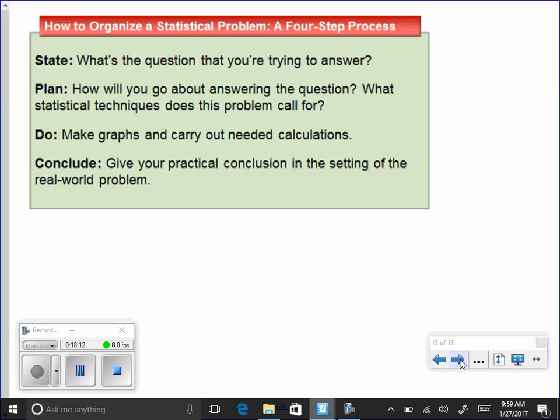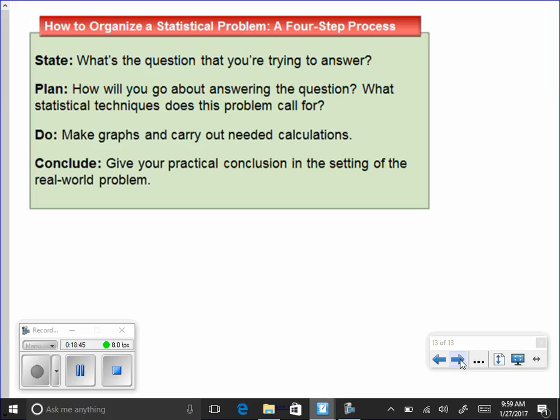The last thing I'm going to leave you with is how to organize a statistical problem. This is a 4-step process. We're going to use this throughout the semester. But typically for the free responses, you want to do a state, plan, do, conclude. You're going to state your question: what question are you trying to answer? Your plan is what statistical techniques will you use to answer that question. The do portion will be actually drawing your graphs and carrying out your calculations. And then your conclusion is always relating it back to the real world setting that your problem is in.